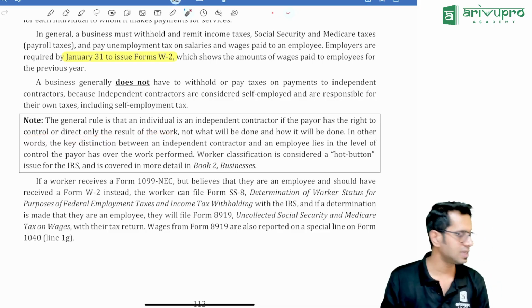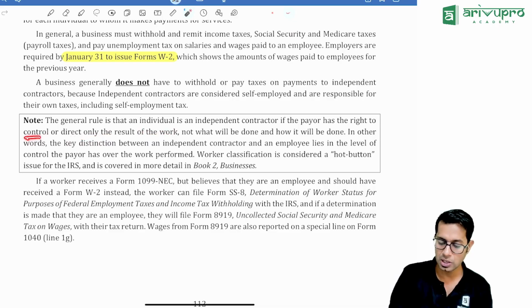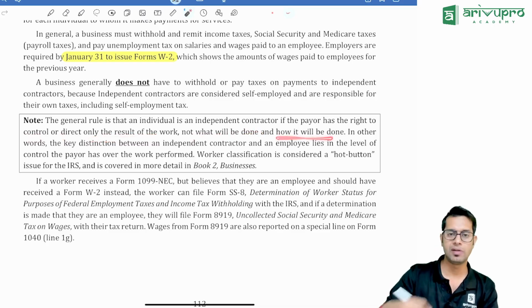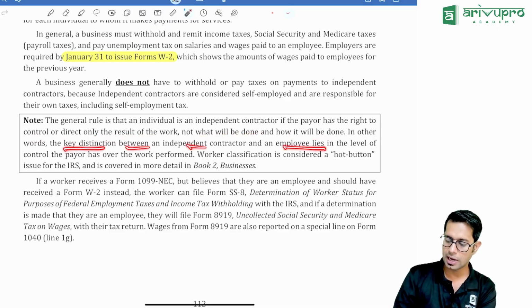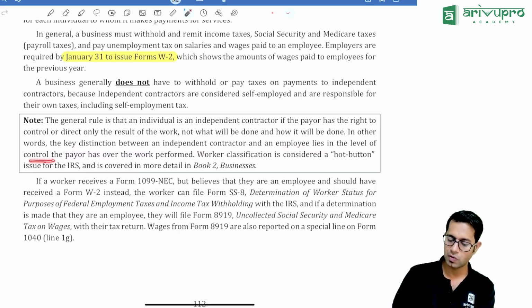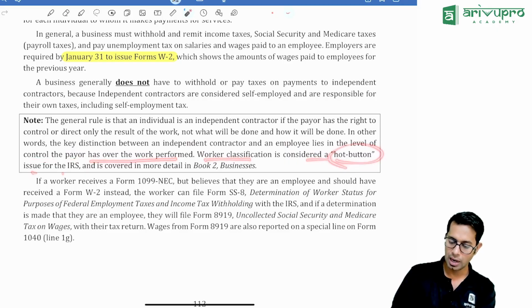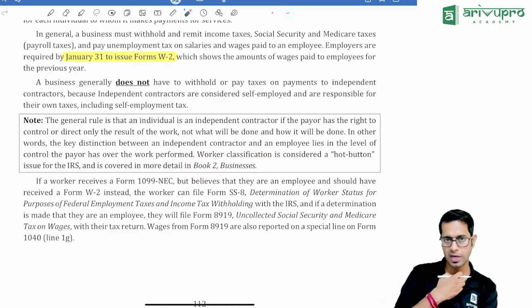When will I call someone an independent contractor? If the person who is paying the money has control only over the result of the work and not over how the work is to be done. On the other hand, the key distinction between independent contractor and employee lies in the level of control of the payer over the work performed. Worker classification is a hot button issue for IRS and is covered in more detail in part 2.